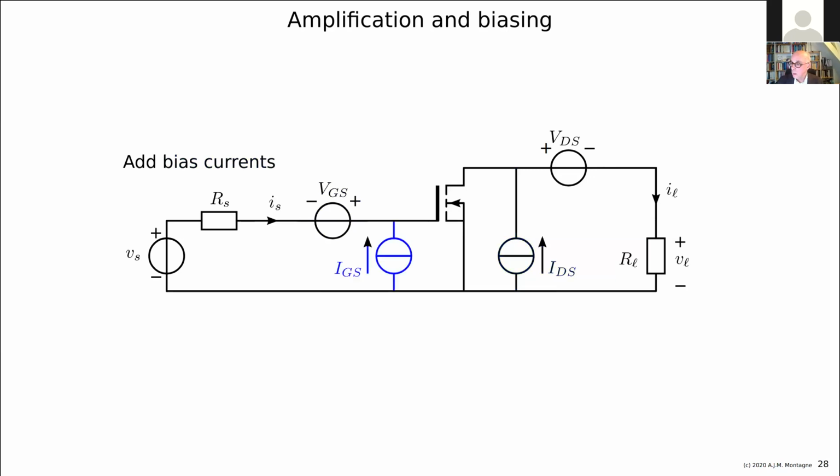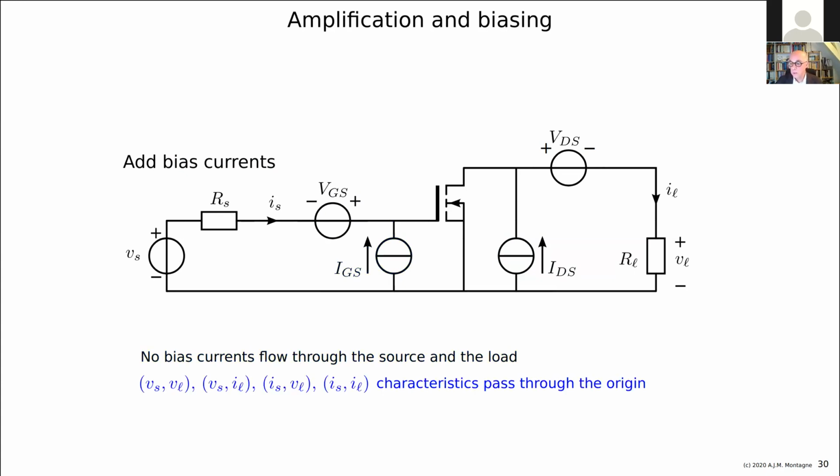We add them here and we add them there. And if you do that, then nothing flows through the source and through the load. And we just have our biased amplifier stage. So no bias currents through the source and the load, and all these characteristics from source voltage to load voltage, from source voltage to load current, from source current to load voltage, and from source current to load current, all these characteristics now pass through the origin. So for very small signals, you could say you can linearize the characteristics in this new origin. That's another way of describing it.